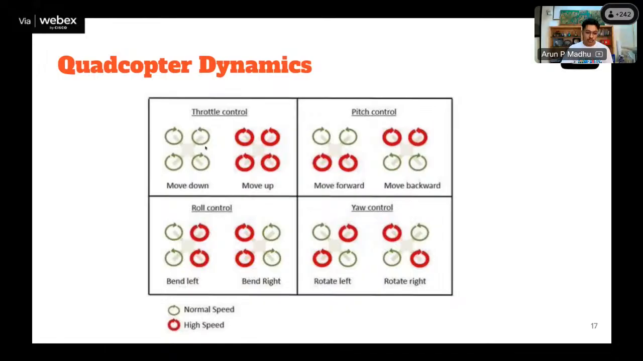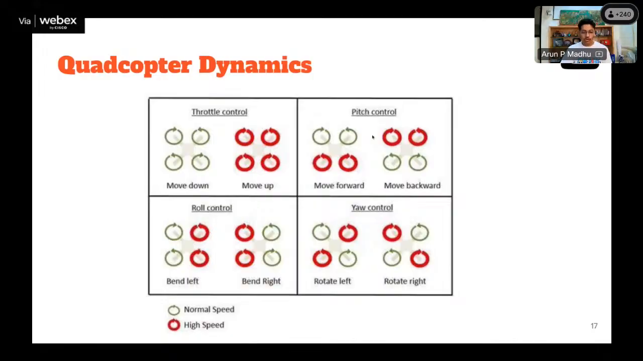So if you want to move down, we just decrease the velocity. If we decrease the velocity of all the four motors, the drone will come down. If we increase the velocity of all the four motors, the drone will go up. Basic stuff. Then we come to pitch control. Pitch control, as I said previously, is for moving forward or backward. That is motion in the x axis, which is due to rotation about the y axis.